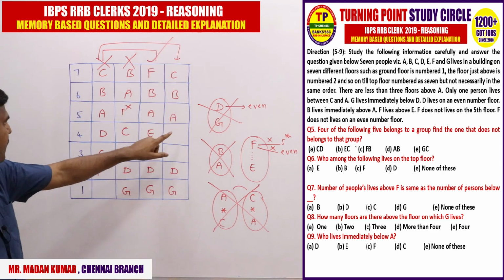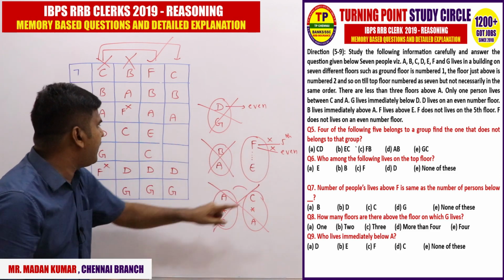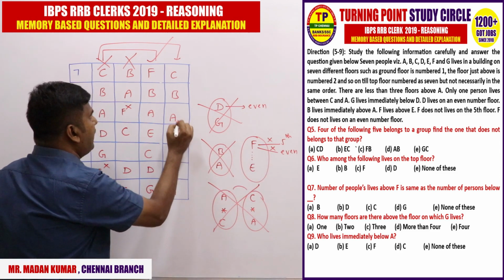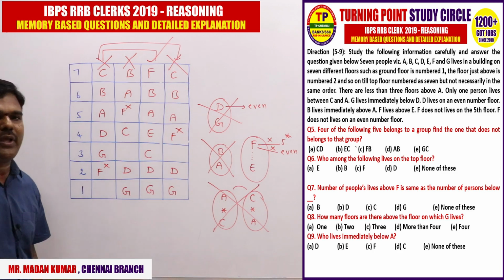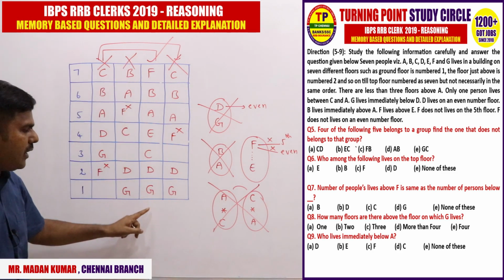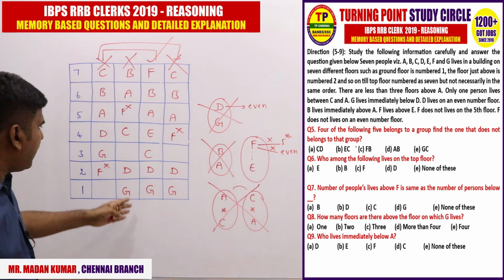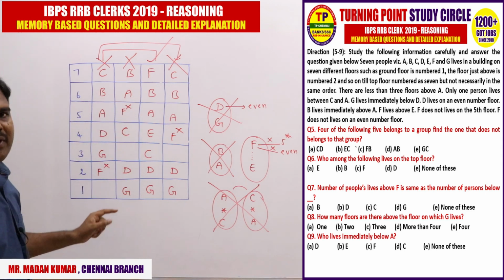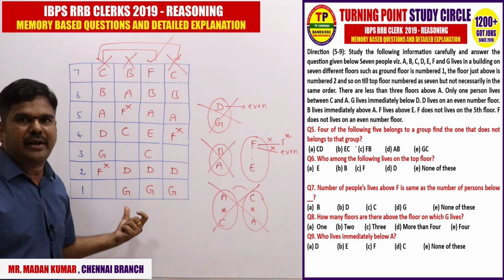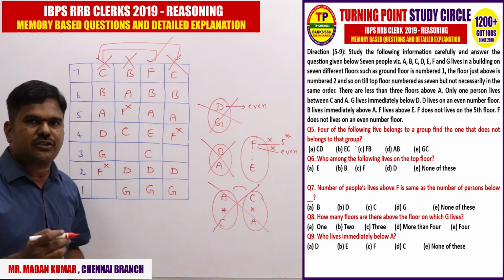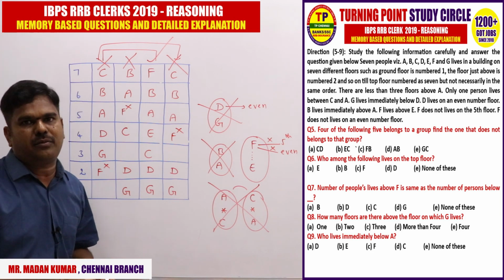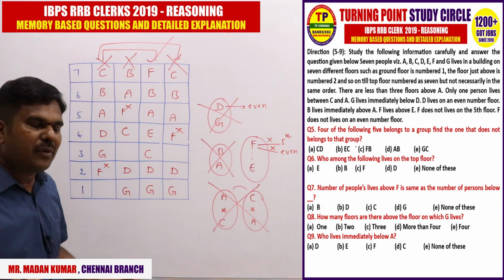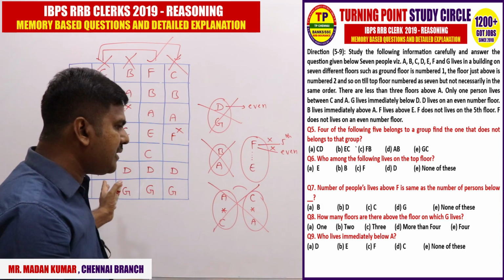And the last possibility: F cannot be on an even number floor, so this option is also eliminated. So you are left with only one possibility. The order is F, B, A, E, C, D, G. So this is the order we are going to get. Now based on this, we will see what questions are being asked and how to solve them. What is the first question being given based on this one?